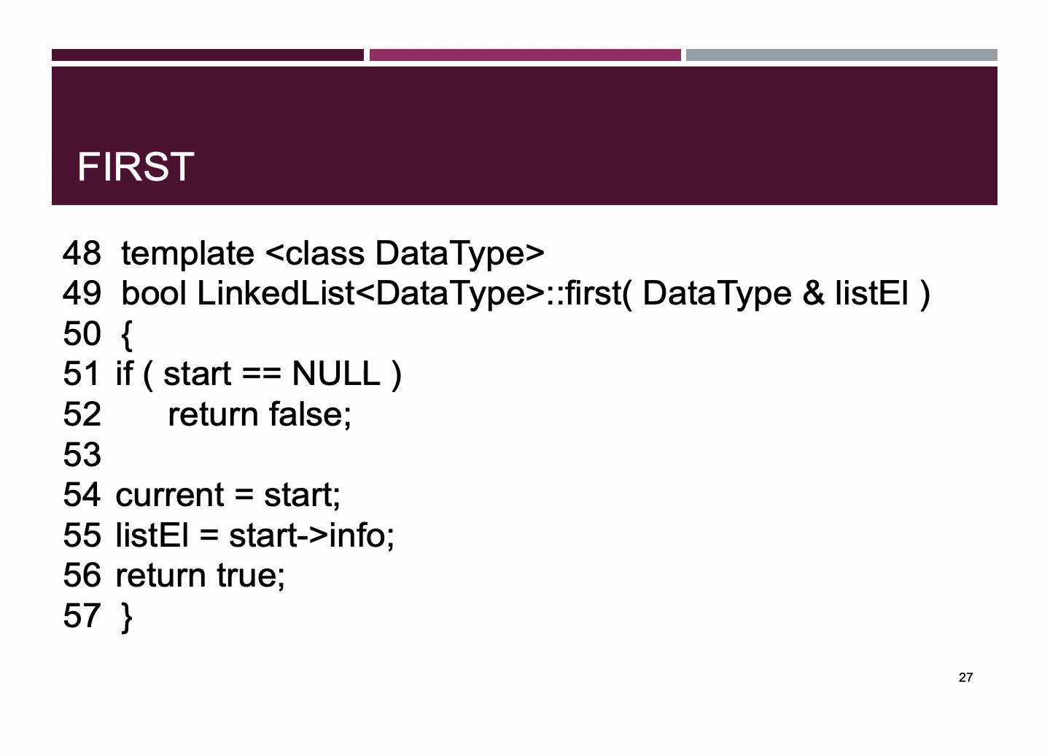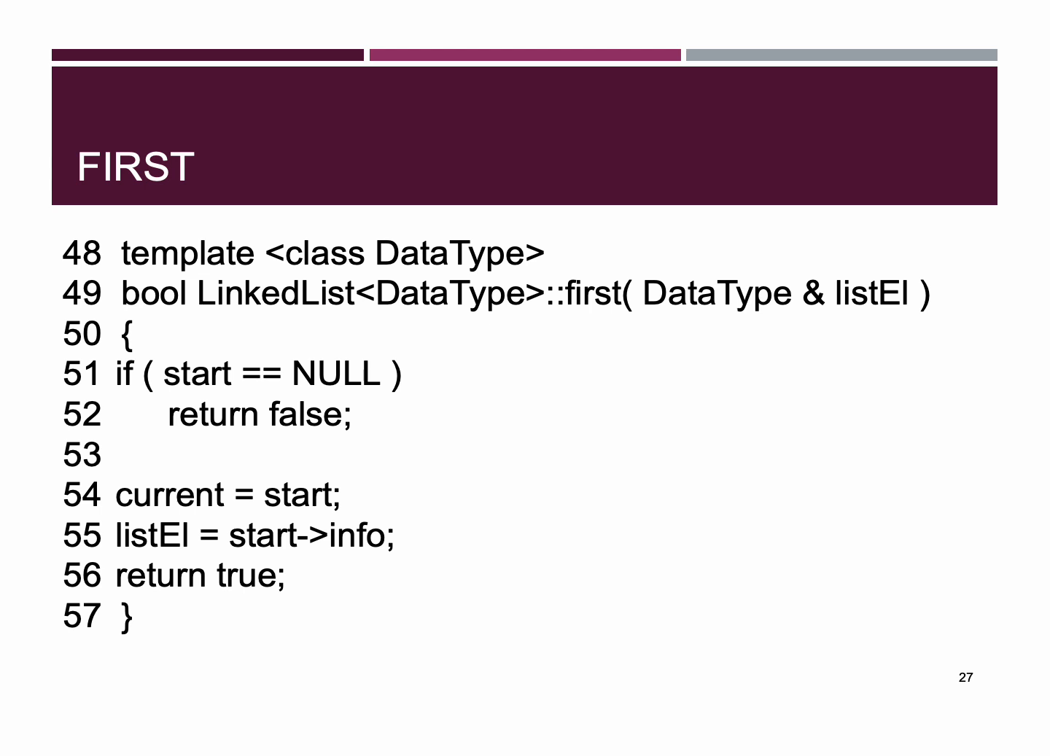Next, we'll see the first function. The first function first checks if the start pointer is null. If start is null, it means the list is empty. So the function returns false to indicate that there are no elements to access. If the list is not empty, we set current to point to start, meaning that we are now positioned at the first element in the list.